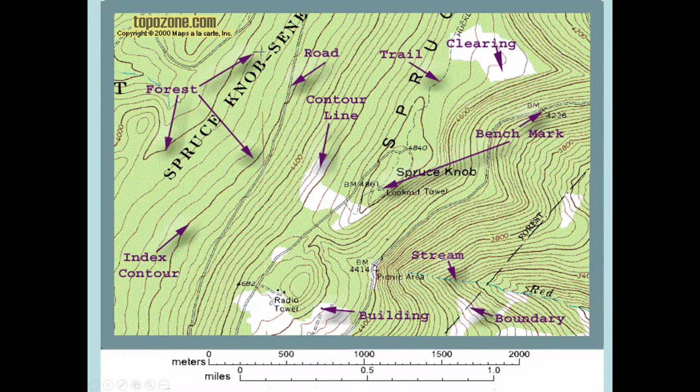So what do you got here? We got forest, road, trail. Okay, but again, what you have is an index line. The index lines show the actual number of feet, and then it goes up, so each one going up. Now, the closer they are together, the steeper it is. We'll look at that in a minute.